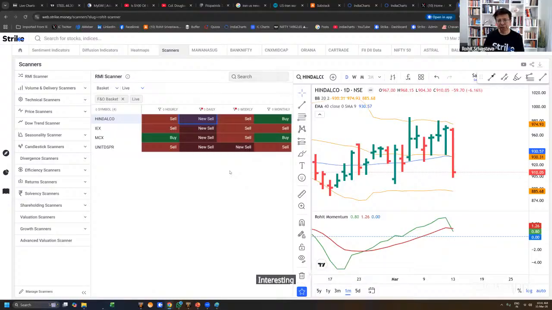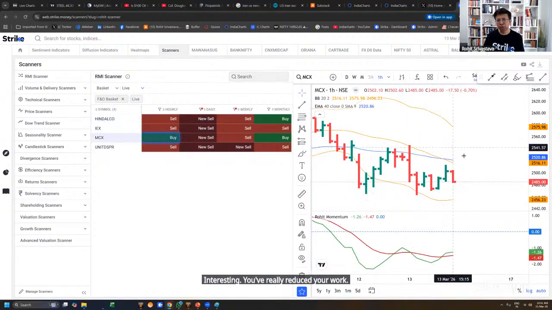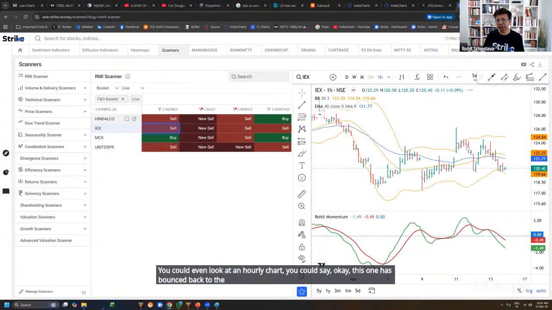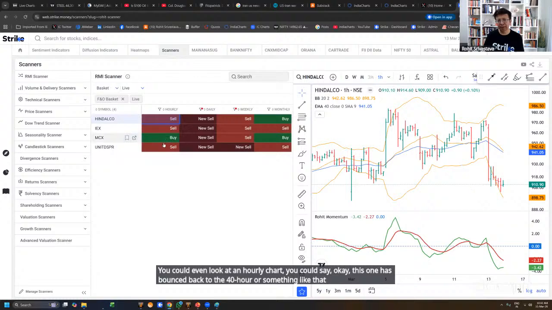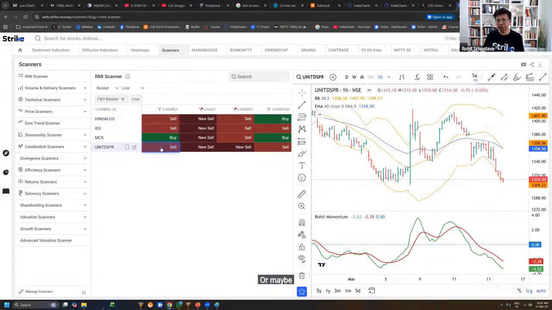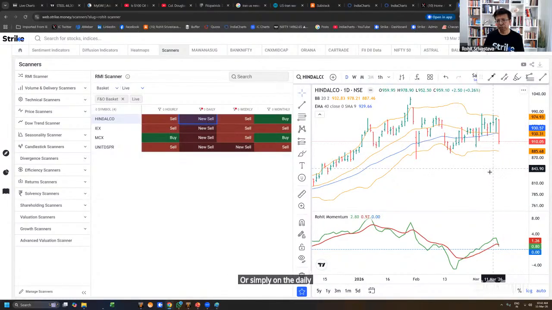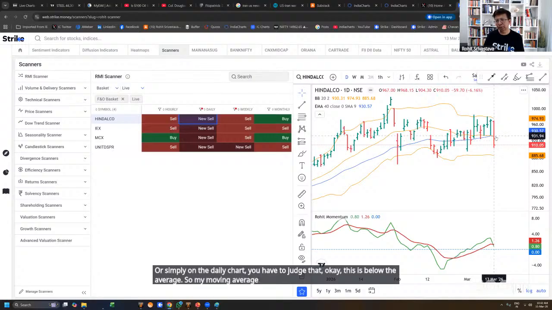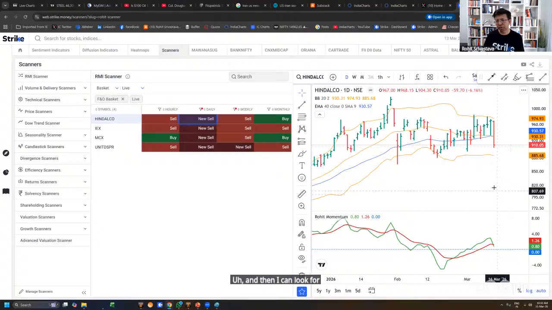Interesting. You've really reduced your work. You could even look at an hourly chart. You could say, okay, this one has bounced back to the 40 hour or something like that. The risk reward is better. Or maybe not. Sometimes you get it like that, sometimes you don't. Or simply on the daily chart, you have to judge that, okay, this is below the average. So my moving 20-day average could be my closing basis stop loss. And then I can look for what is the downside target.